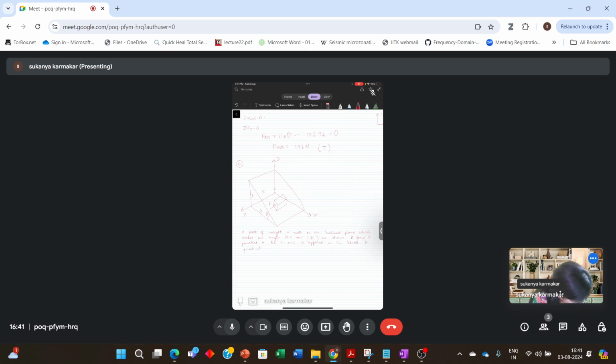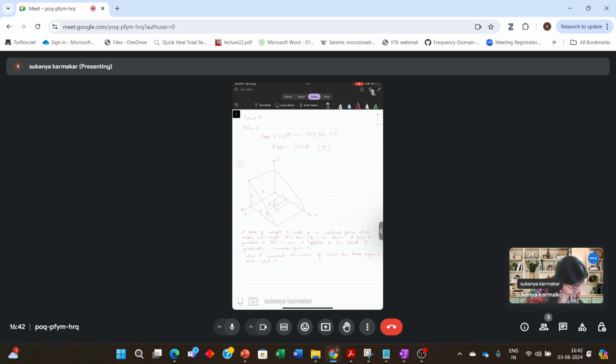When this P reaches the value of 0.4 W, the block begins to slide.